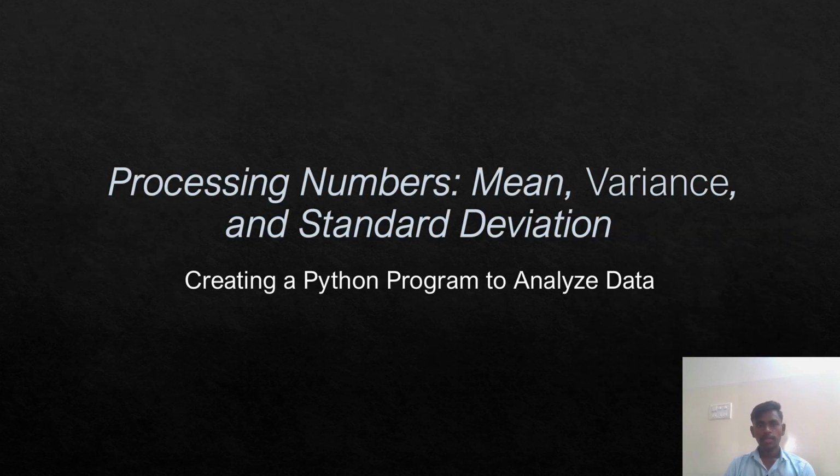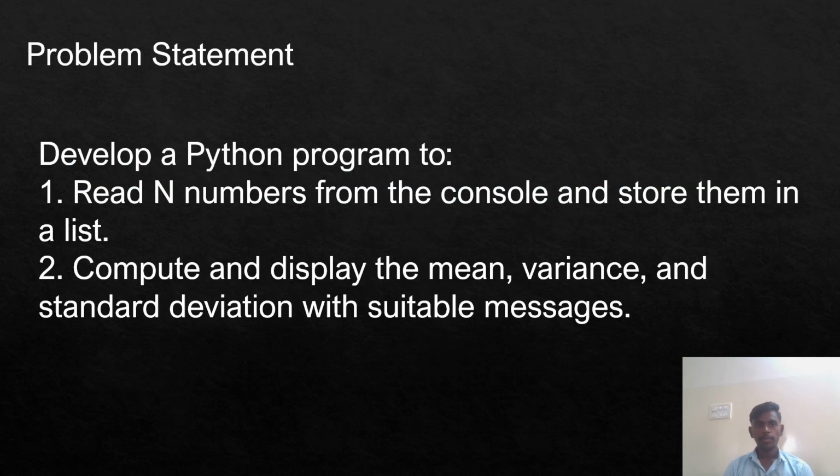Next, processing numbers: mean, variance, and standard deviation. It is about creating a Python program to analyze data and to find mean, variance, and standard deviation. First, let's know the problem statement. The question is: read n numbers from the console and store them in a list. Compute and display the mean, variance, and standard deviation with suitable messages.